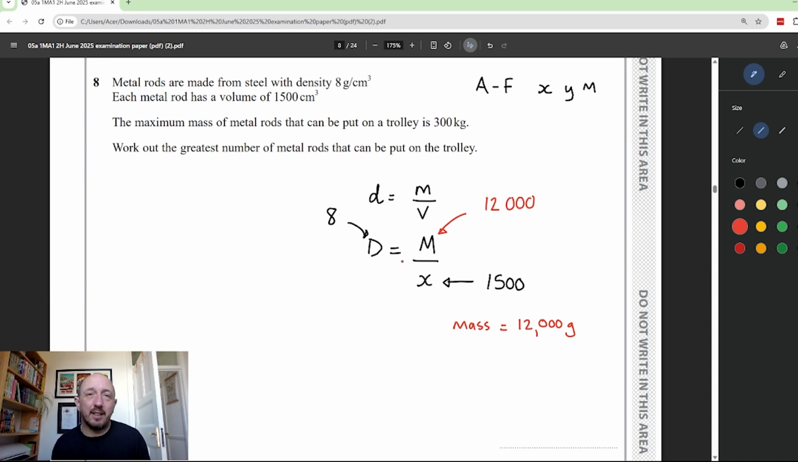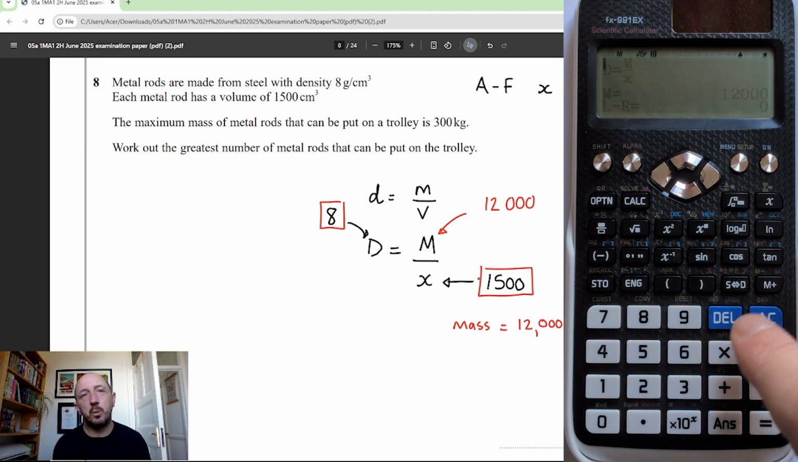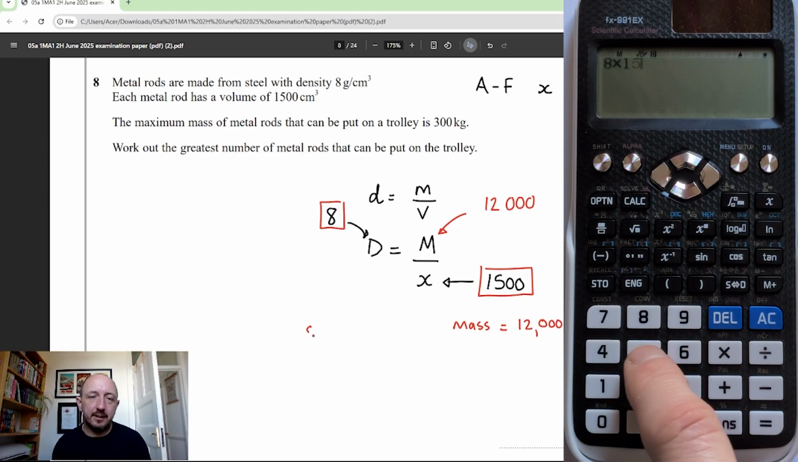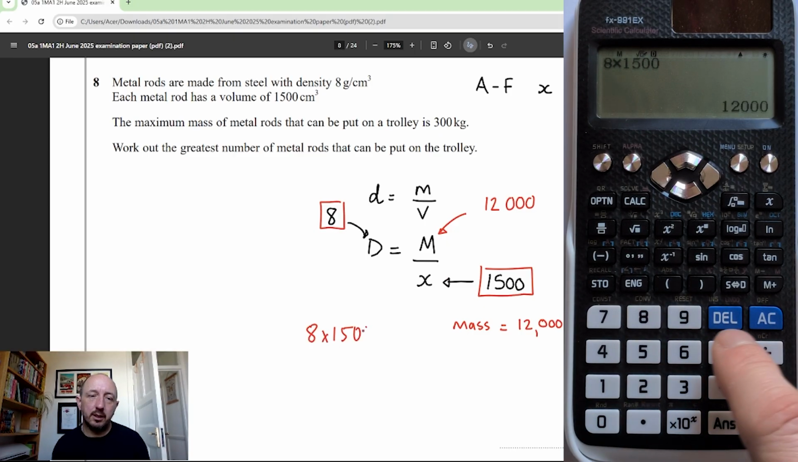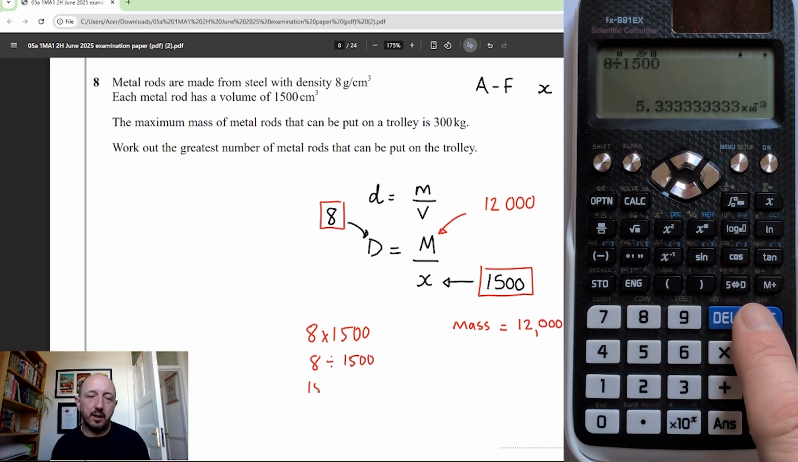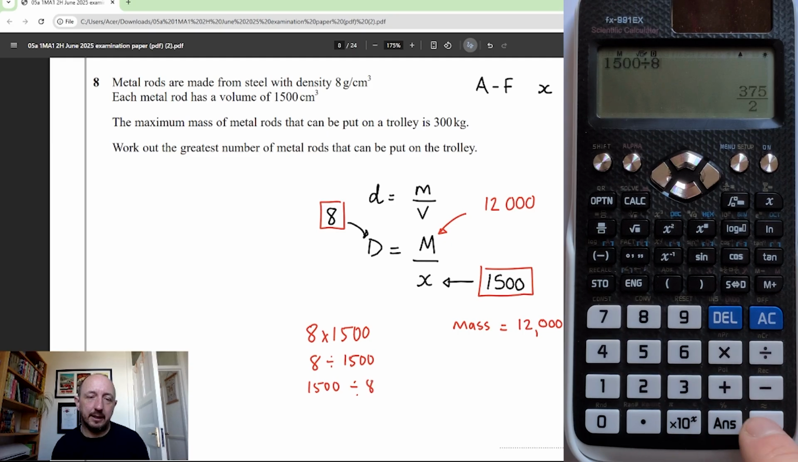And I might not be that great at rearranging equations, but now that I have this 12,000 answer, I can try some different combinations. So my two numbers are 8 and 1,500, and I have to try to get the number 12,000. There's only a couple of combinations that we can use. We can either times them or we can divide them. So 8 times 1,500, or 8 divided by 1,500, or 1,500 divided by 8.